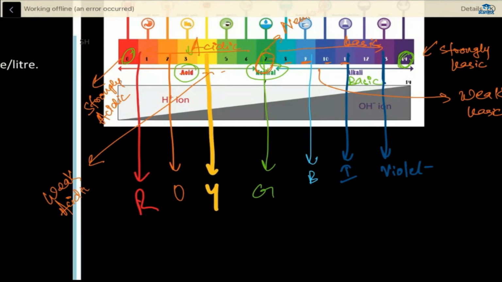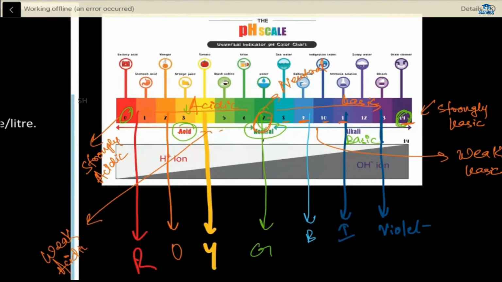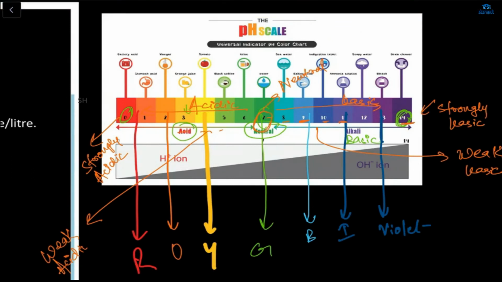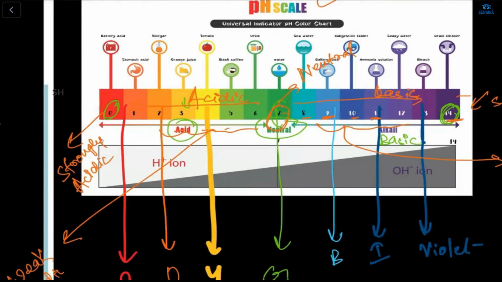The left hand side of the neutral will be the acidic part, and the right hand side of the neutral will be the basic part. And 14 is strongly basic, meaning this pH value is determining the strength of our acidic and basic media. The litmus solution will only help to determine which is acidic and which is basic, not the strength. But this pH scale will help us determine the strength also. Here 14 is strongly basic, this side is weakly basic, this side is weakly acidic, and 0 is strongly acidic.